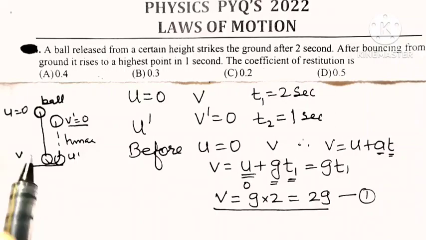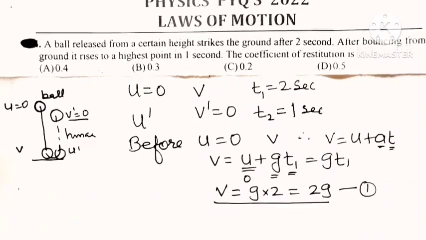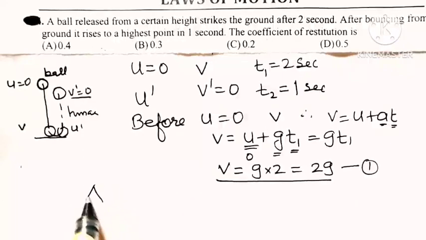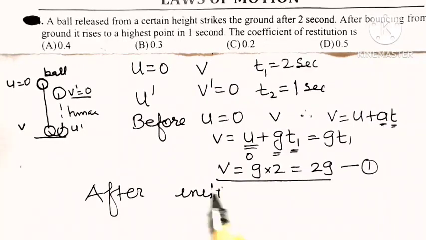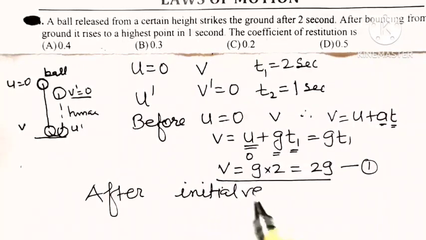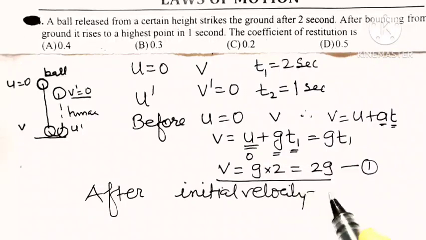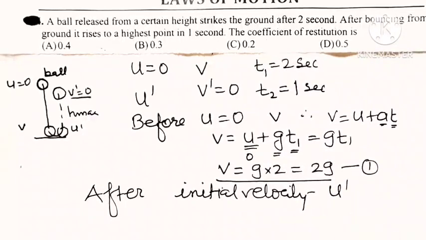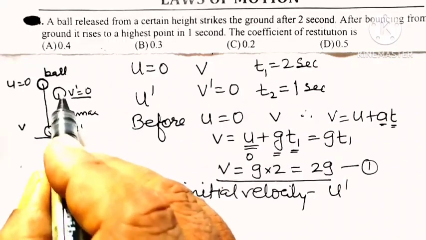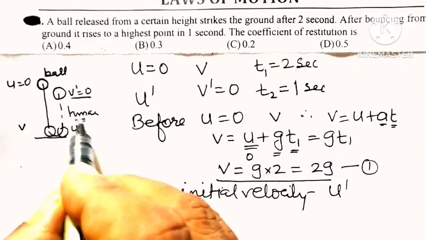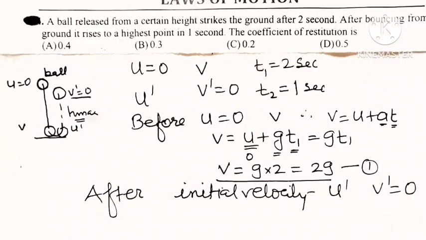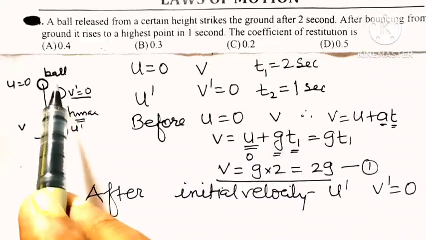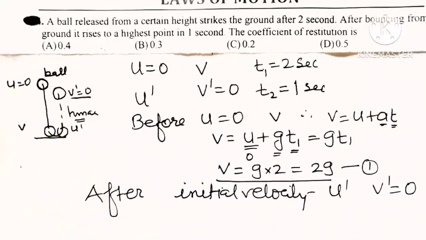Now after bouncing, when it strikes the ground, velocity is v, and after bouncing, let the initial velocity of that ball be denoted by u dash, and that ball starts moving up. When it reaches maximum height, its final velocity v dash becomes equal to 0. So that ball stops rising further and reaches its maximum height.